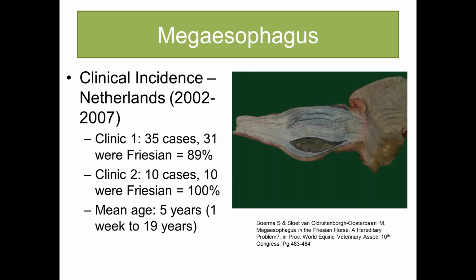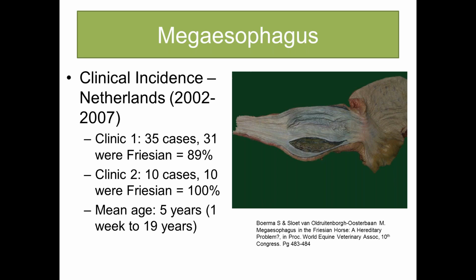So there's the clinical incidence. There was an abstract from the proceedings of the World Equine Veterinary Association out of Utrecht. This was the clinic that also reported a 7% Frisian hospital population. In this case, though, they had 35 cases of megaesophagus, and 31 of them were Frisians. That's certainly more than 7%.